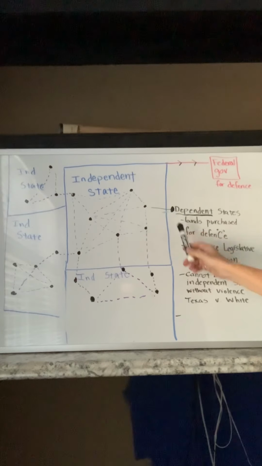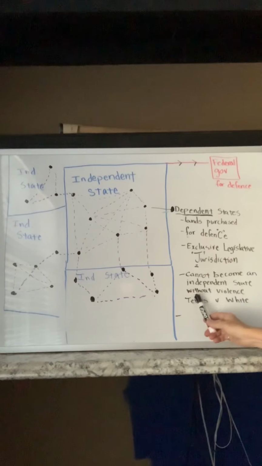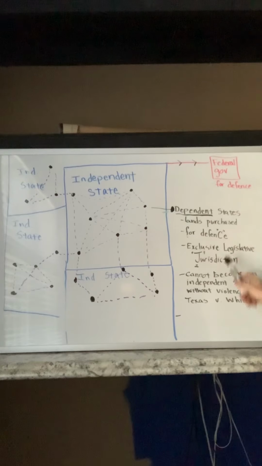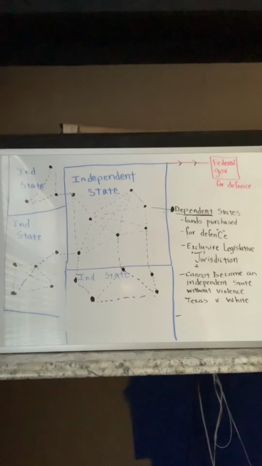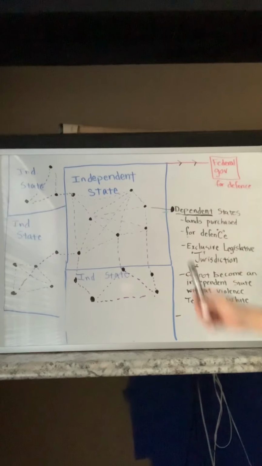So the dependent state cannot become an independent state without violence. And this is shown in Texas v. White. When I read this case law, I was at first confused. Why would the federal government tell an independent state that it cannot leave the Union, all the while saying that the people were in charge and the people could change the form of government anytime they chose?